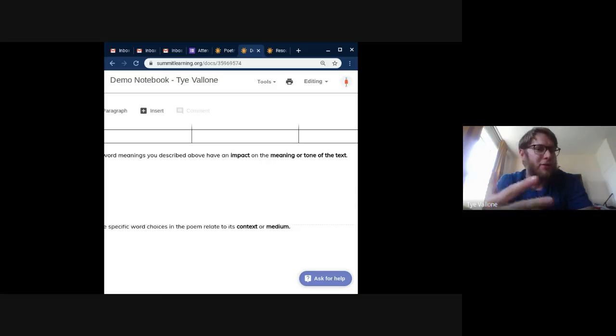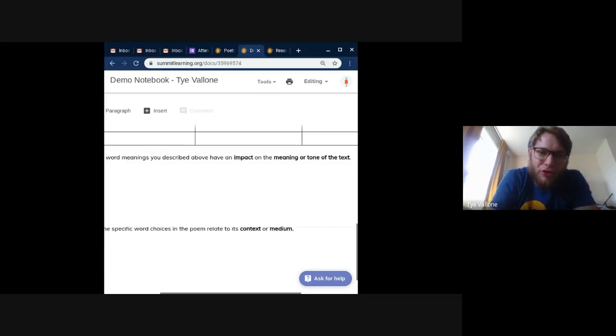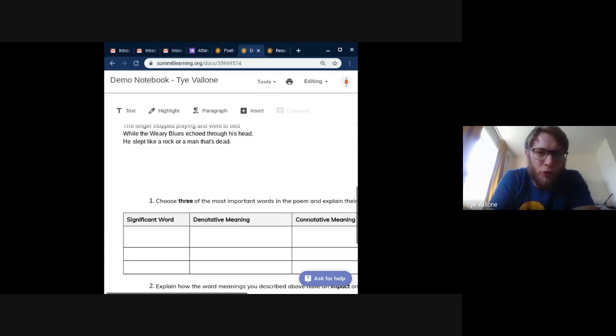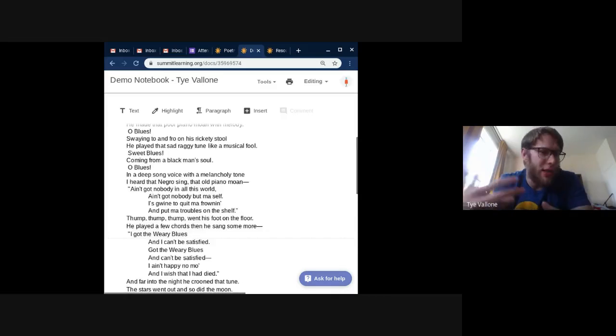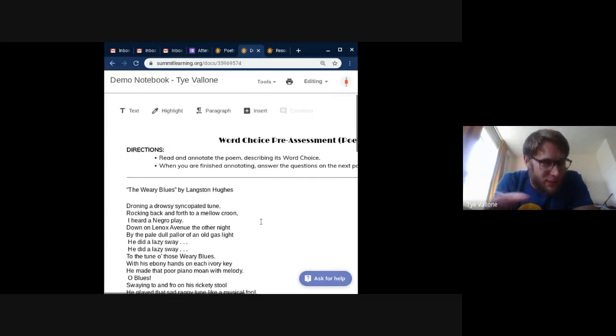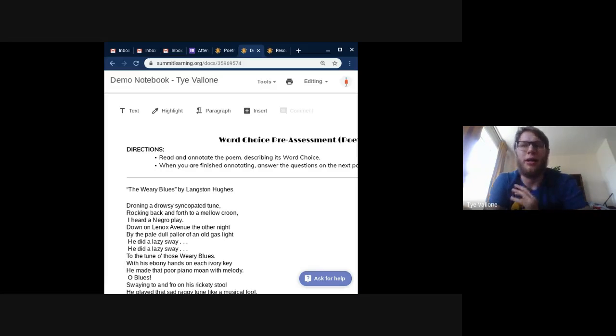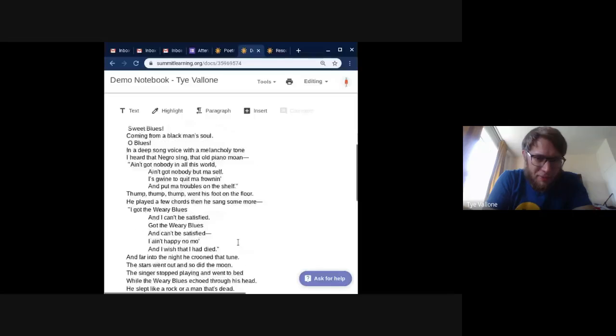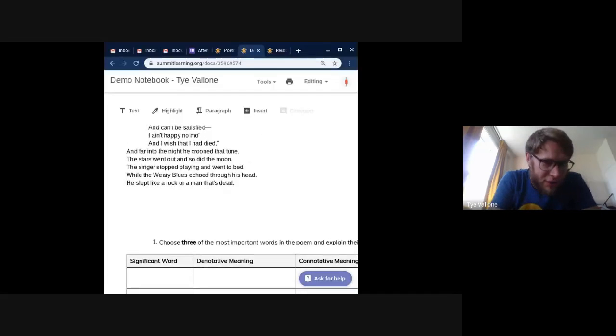And then it could also affect the tone of the text, meaning the attitude that the author has. So when I think about tone, I think, right, if this poem was an actual person, based on the way it sounds and the vibes that it gives off, what would this person's attitude be? Would it be happy? Would it be sad? Would it be scary? Would it be mad about something? That's what the tone of a text would be. And so the word choice can affect all of these things.